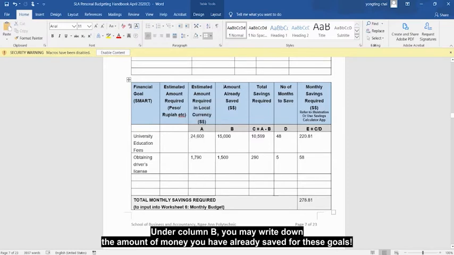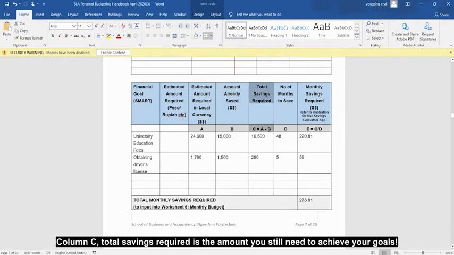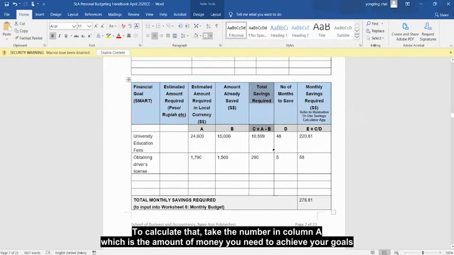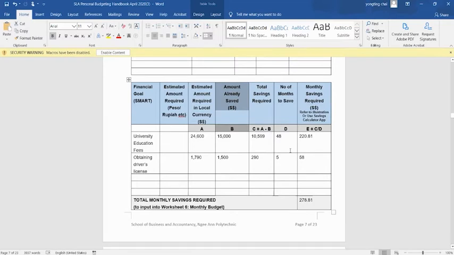Under column B, you may write down the amount of money you have already saved for these goals. Column C, total savings required, is the amount you still need to achieve your goals. So to calculate that, take the number in column A here, which is the amount of money you need to achieve your goals, and minus the number in column B, the amount of money you have already saved.